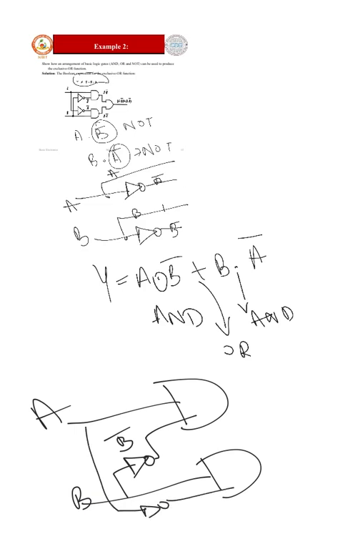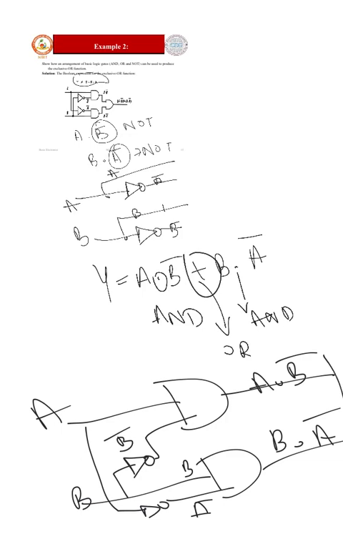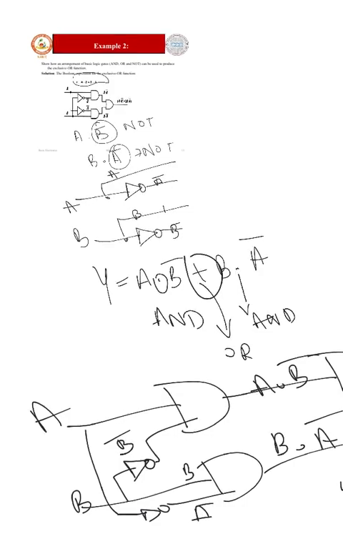I'll write it in this way. Anything is fine. So here A bar B, A into B bar. So what output do I get? A into B bar, B into A bar. So both we have got. We want a plus symbol. So what do we do? We'll connect it to an OR gate. So hence we get this.